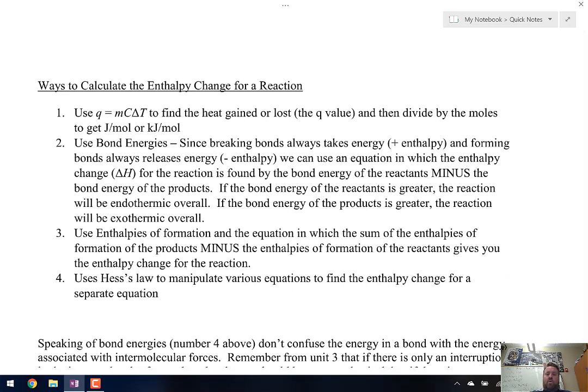Okay, so that is now our fourth way of calculating to find the enthalpy change for a reaction. There is one more that we'll learn about tomorrow. But there's our Q value, and then taking it and dividing by the moles, using bond energies. This is just a good summary of everything we've learned so far. Using enthalpies of formation of the products minus the enthalpies of formation of the reactants, and then again what we just did, manipulating equations and using Hess's law to find that value.